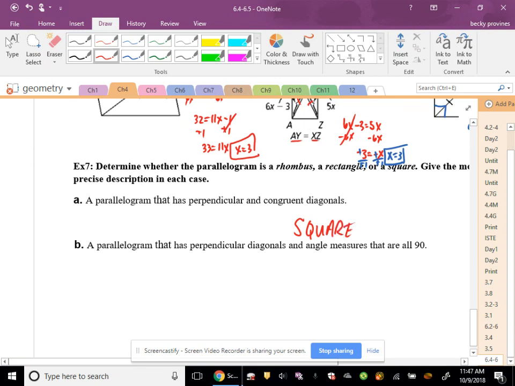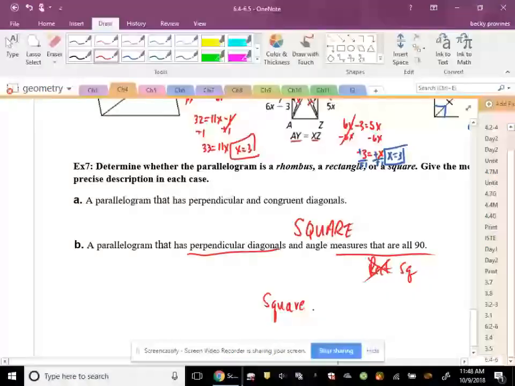A parallelogram that has perpendicular diagonals and the angle measures, they're all 90. So if they're 90, that means it has to be a rectangle or square. If it has perpendicular diagonals, we know it's not a rectangle. So my answer again has to be square.